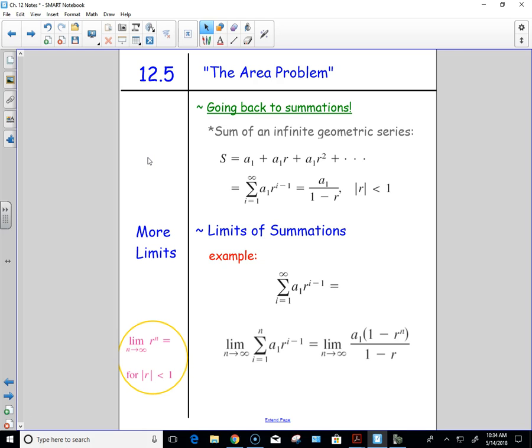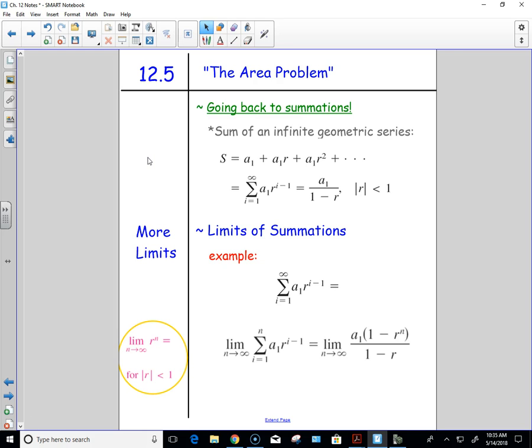But section 12.5 says, okay, now that you've talked about limits to infinity, you're ready to at least kind of go a little deeper into the area problem. But to do the area problem, if you can remember, there was this curvy area under a function. There was no geometric formula to help us find that area. And since there was no geometric formula to find that area, instead we wrote rectangles.